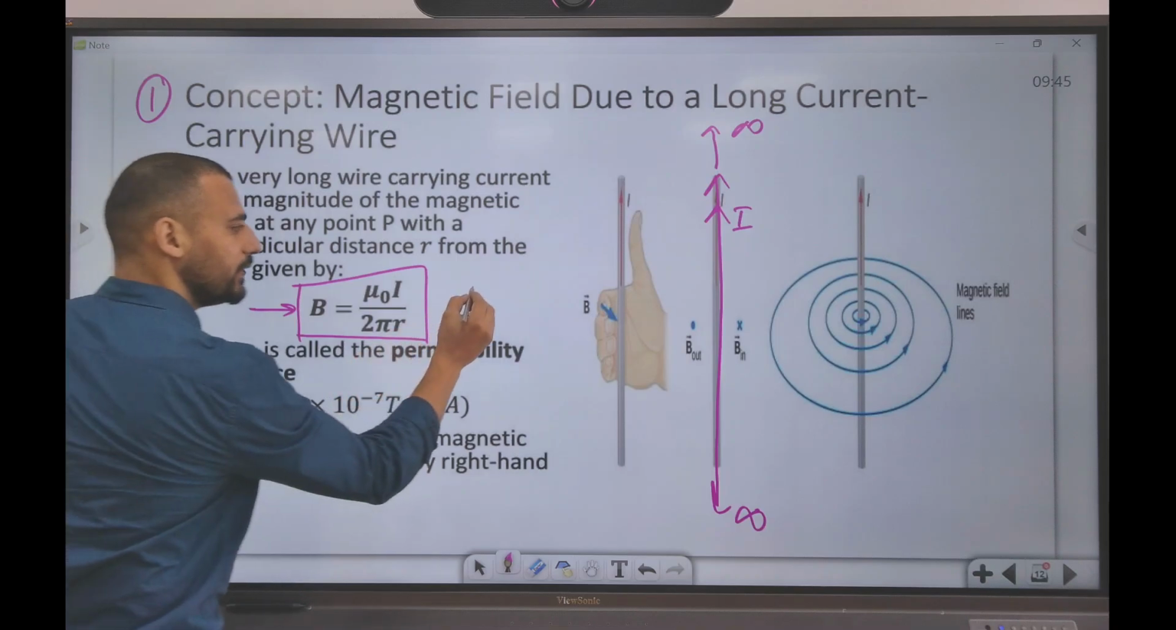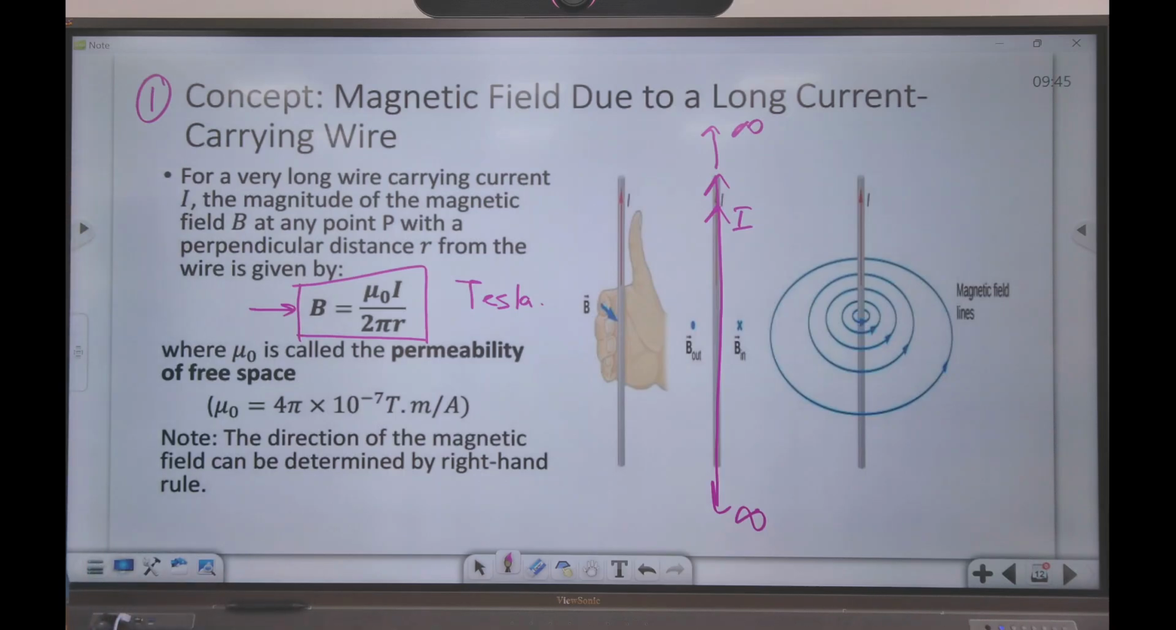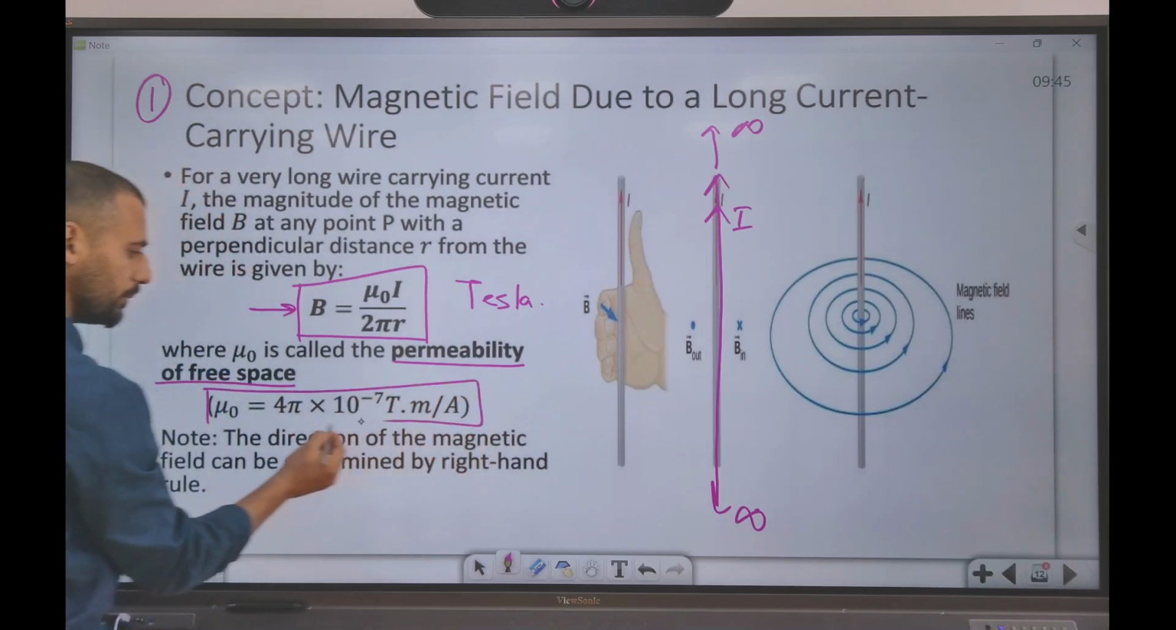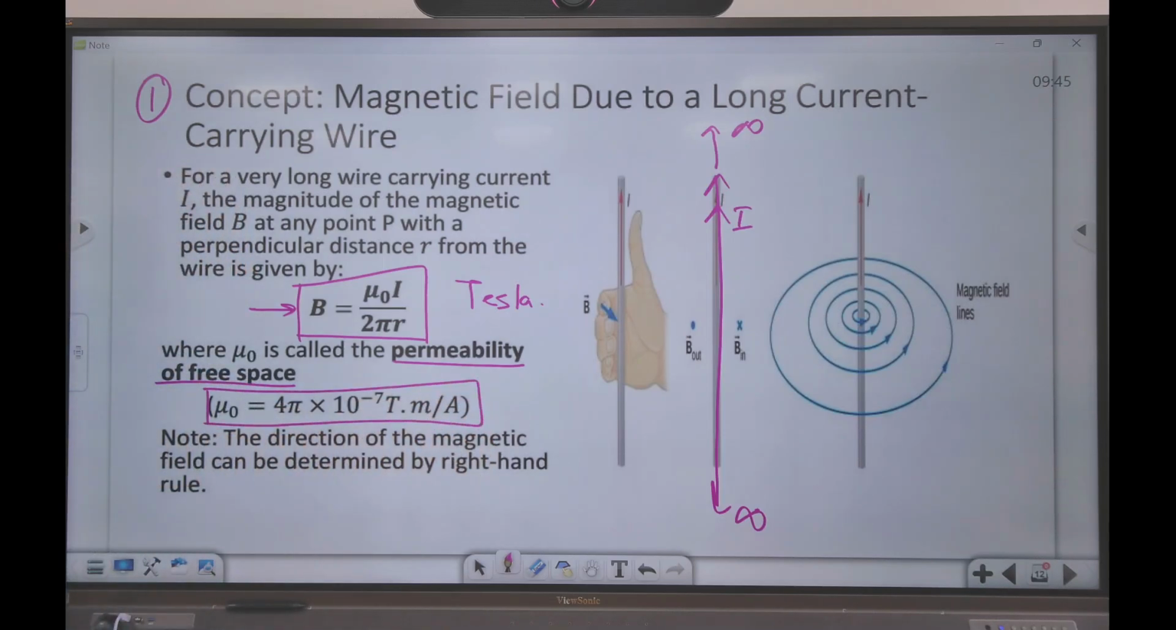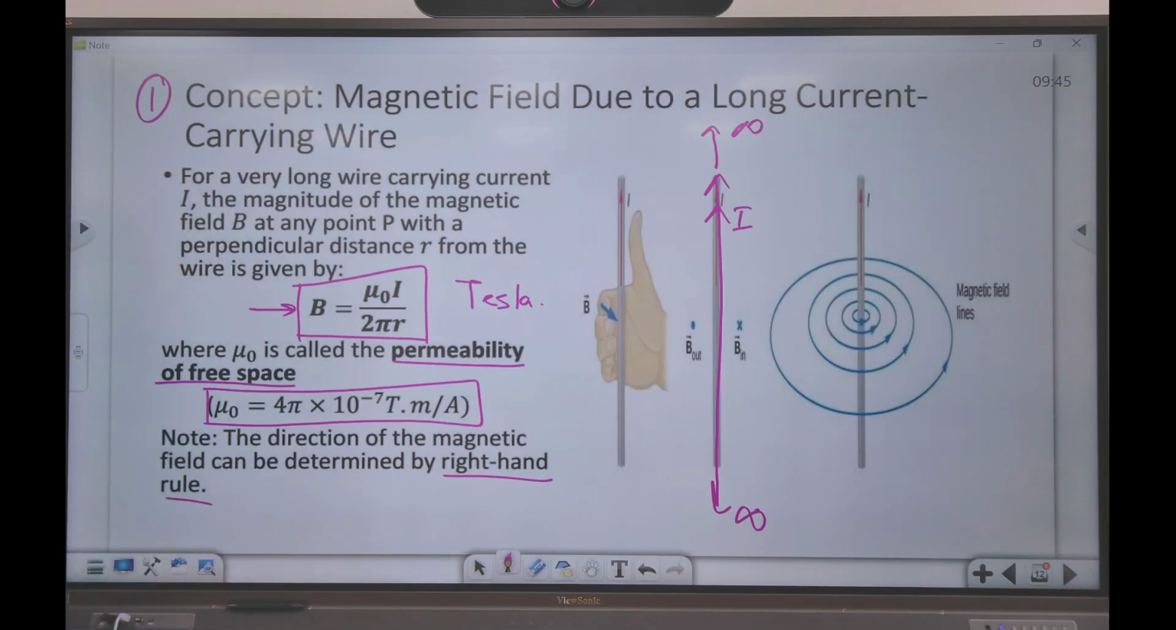And the magnetic field will be measured in Tesla. This is the unit of magnetic field. Is this fine? Okay, so you have mu naught, which is the permeability of free space. The value is 4 pi times 10 to the power -7 Tesla meter per ampere, and the direction of the magnetic field is determined by the right hand rule. So you know the right hand rule now.